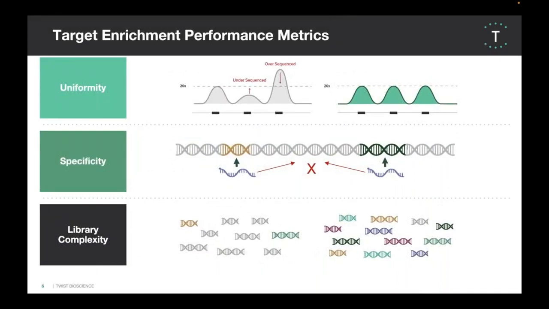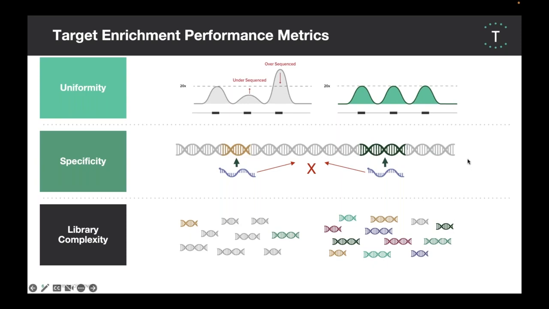Normally, we look at the target enrichment performance metrics by 3 items: uniformity, specificity, and library complexity. Again, uniformity is something that, if the oligos are amplified during synthesis and are already uniform, will also translate into your data. So you don't have a lot of over-sequenced or under-sequenced regions. That translates into sequencing economy. The more uniform your data is, the less sequencing you have to do.